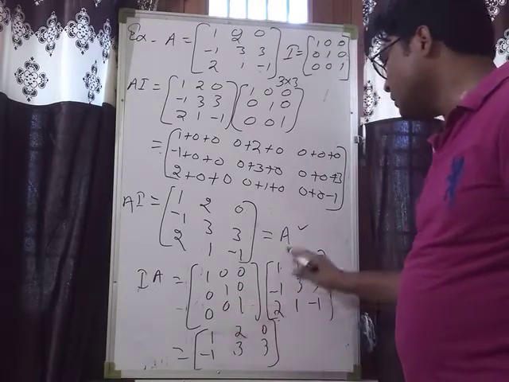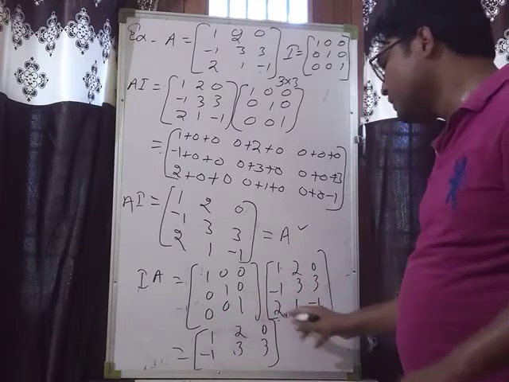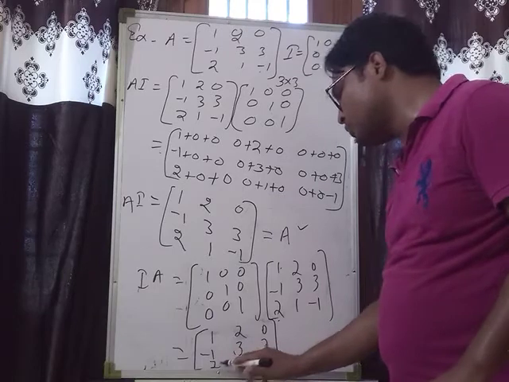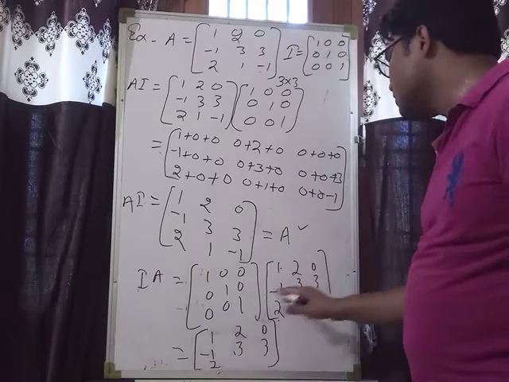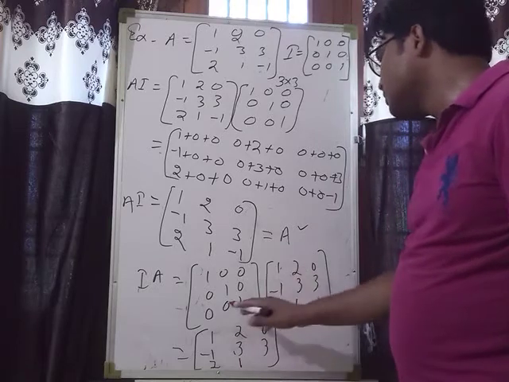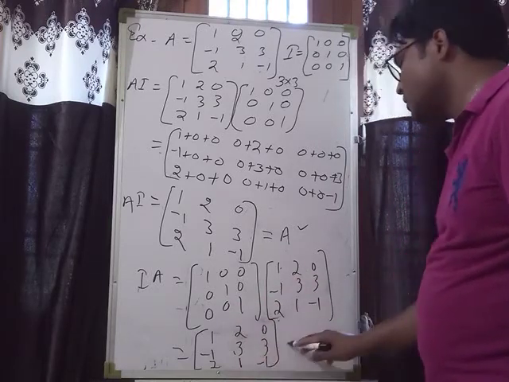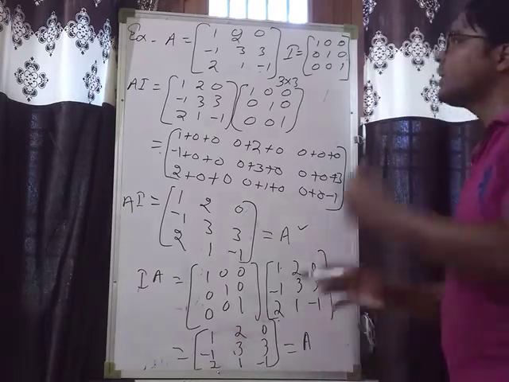Now this one, 0 into 1, 0; 0 into minus 1, 0; 1 into 2, 2; 0 into 0, 0; 0 into 0, 0; 1 into 1, 1; 0 into 0, 0; 0 into 0, 0; 1 into minus 1, minus 1. फिर से आप चेक कर लो. That is equal to A. तो यहाँ से क्या क्लियर हुआ?